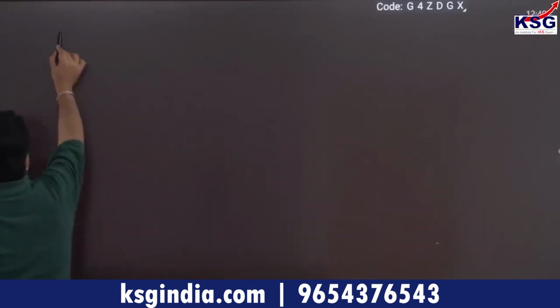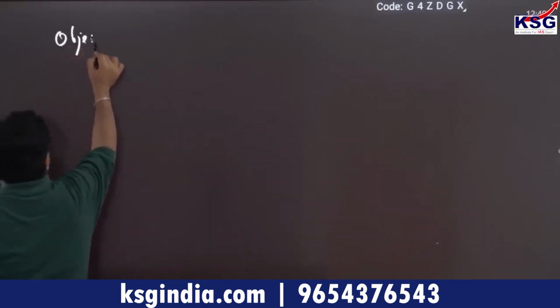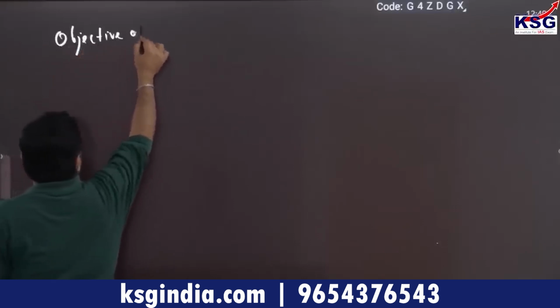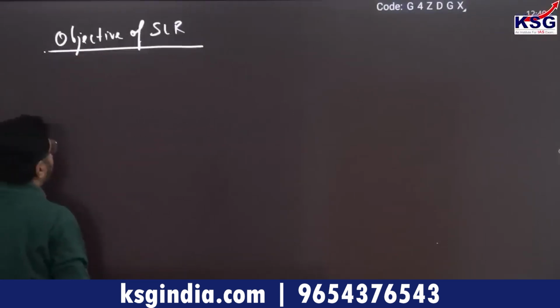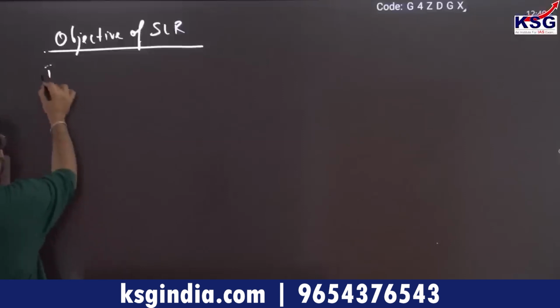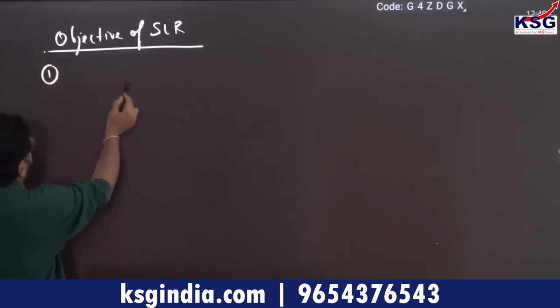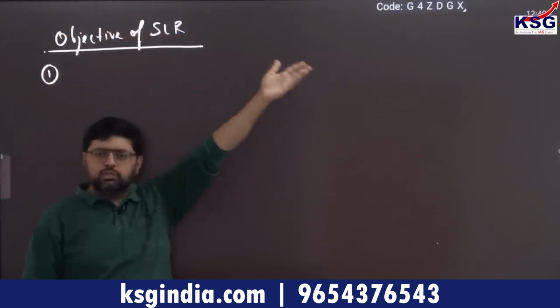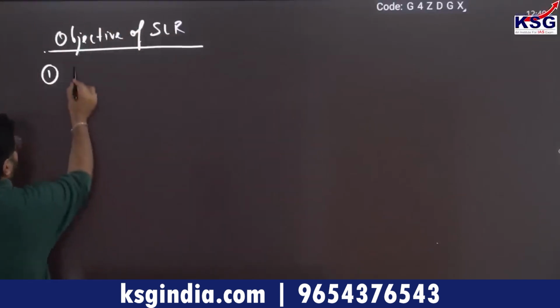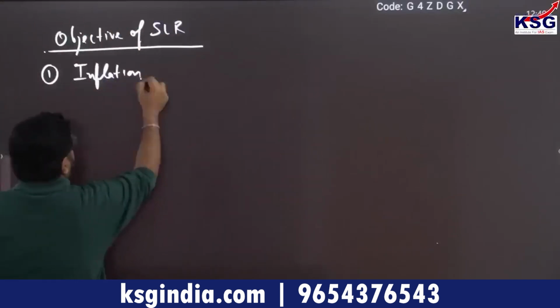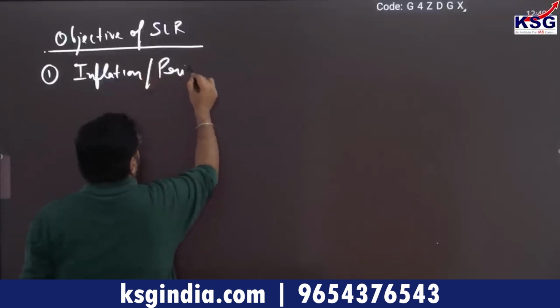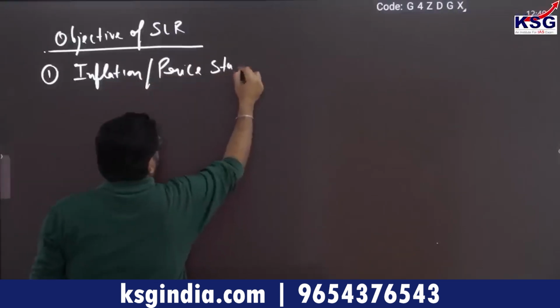we'll see the objective of SLR. So SLR has three objectives. Number one, to control inflation. So that is why we are studying these tools. Number one, to control inflation, or you can say price stability, any one of them, because both are the same. So this is the first objective.